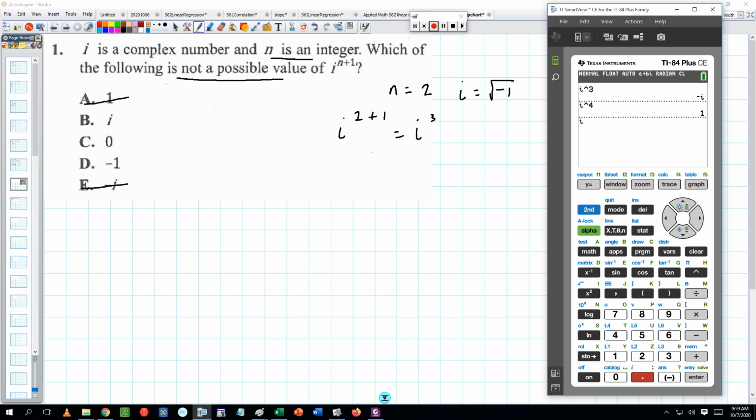i to the fifth power. I'm not going to just jump around. I'm going to do it in a pattern, in a nice order. I can mark out B. i to the sixth power. I can knock off -1. The only remaining choice is C. C is not a possible value.